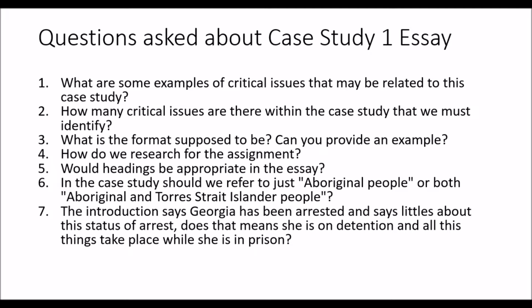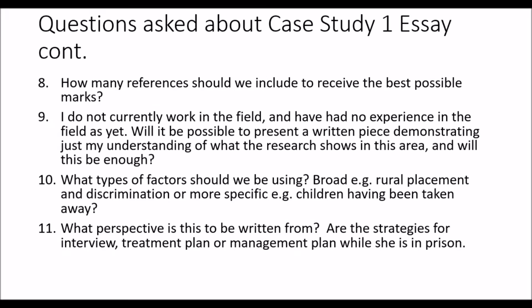The introduction says Georgia has been arrested and says little about her status of arrest. Does this mean she's in detention and all of these things are taking place in prison? How many references should be included to receive the best possible mark? I don't currently work in the field and have no experience of the field as yet. Will it be possible to present a written piece demonstrating just my understanding of what the research shows in this area, and will this be enough? What types of factors should we be using? Broad, for example rural placement and discrimination, or more specific, for example children having been taken away? What perspective is this being written from? And are the strategies for interview, treatment plan, management plan while she is in prison?